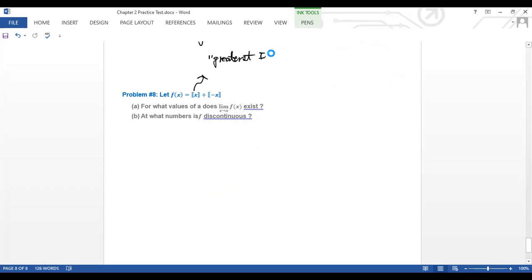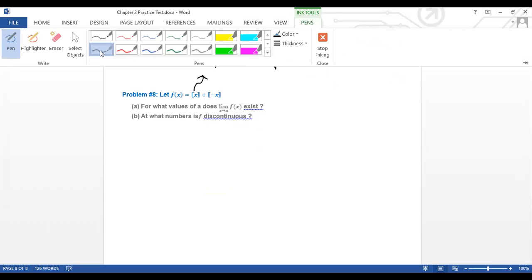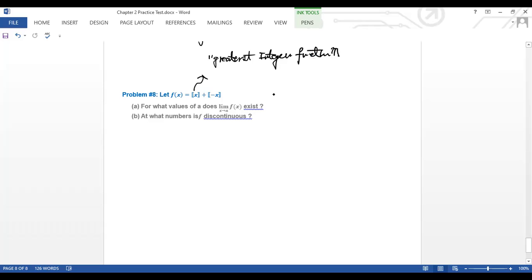The greatest integer function. What is the greatest integer function? That means these functions will always give you whole numbers. So let's take a look.